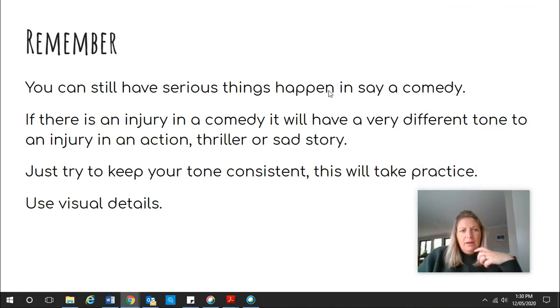So remember when you are writing, if you've got a comedy, something serious can still happen in the comedy, but you just need to think about the right tone for that. It's going to be a little bit of a different tone if someone hurt themselves in a comedy or someone hurt themselves in a sad story. But you just need to keep your tone consistent, and it'll take some practice. And you need to use those visual details, those descriptive words as well.